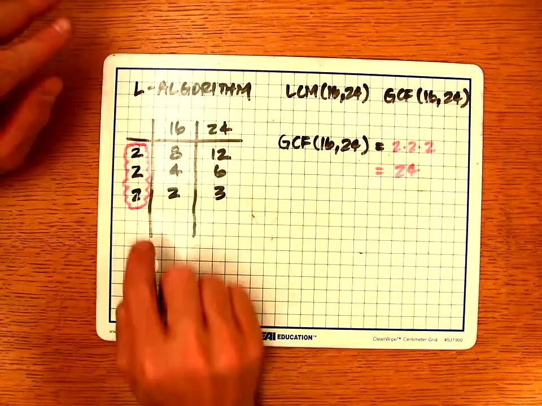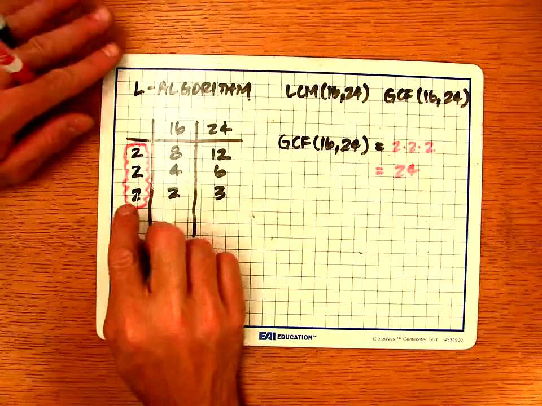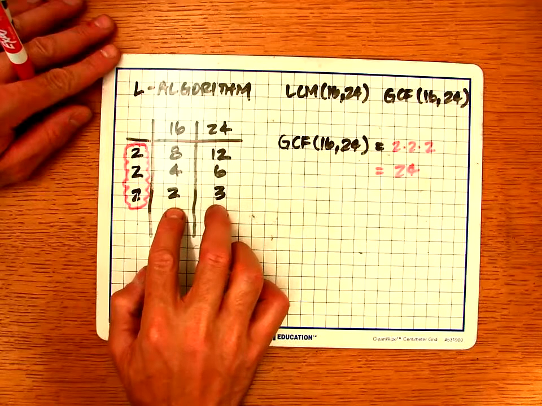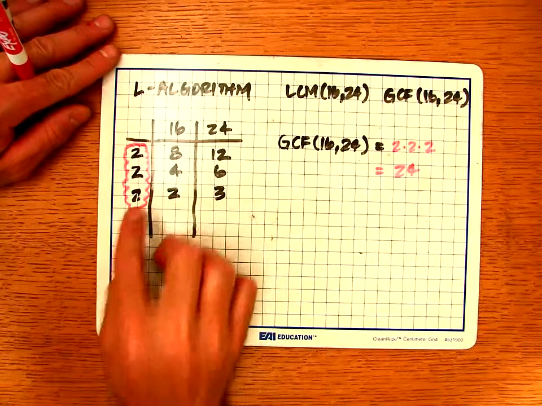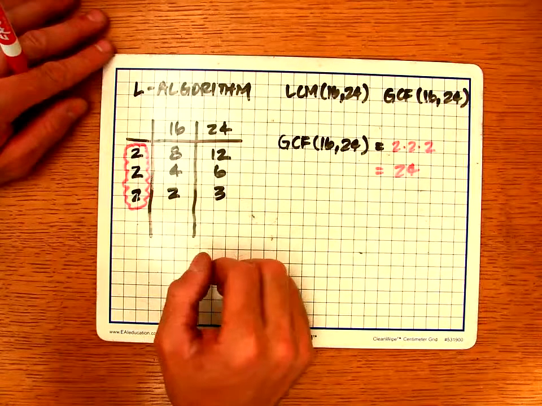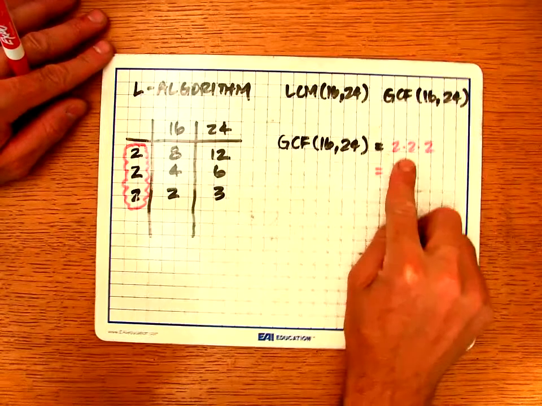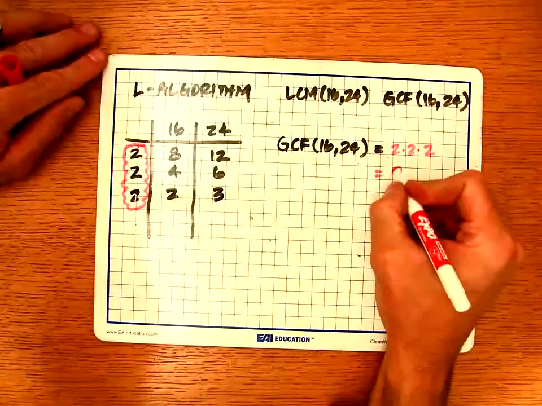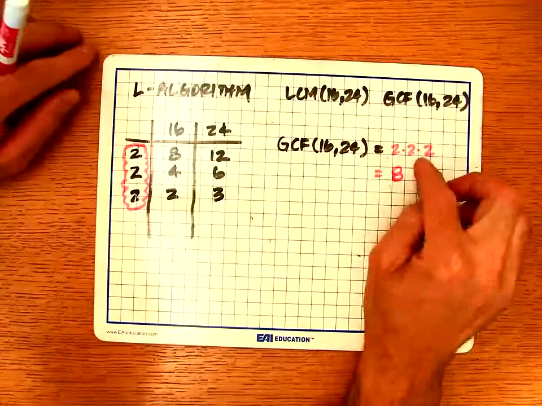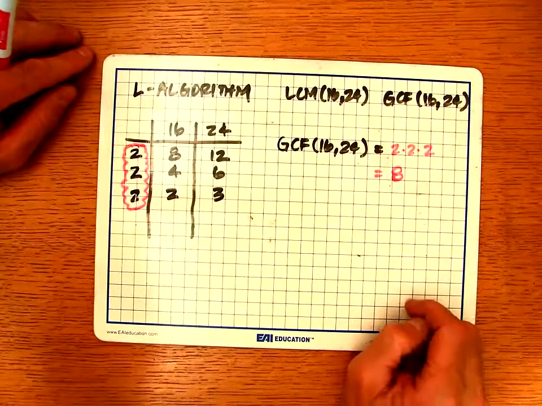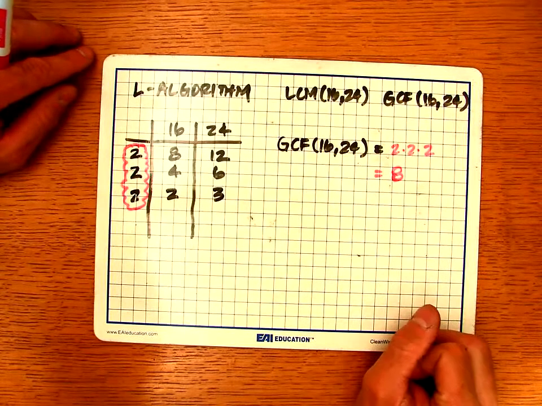And the reason they're the greatest factors is because when I get to the end, I can take no others out. In other words, I've taken out every factor that I can, bit by bit, and then I simply reconstruct them. Oh, I made a mistake. It's not 24, it's 8. I simply reconstruct them using multiplication to find the greatest common factor, which is 8.